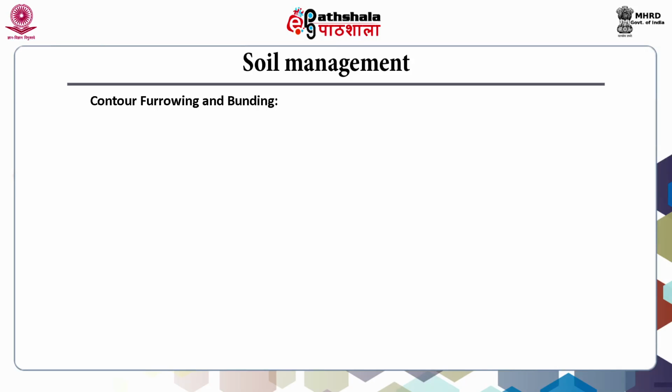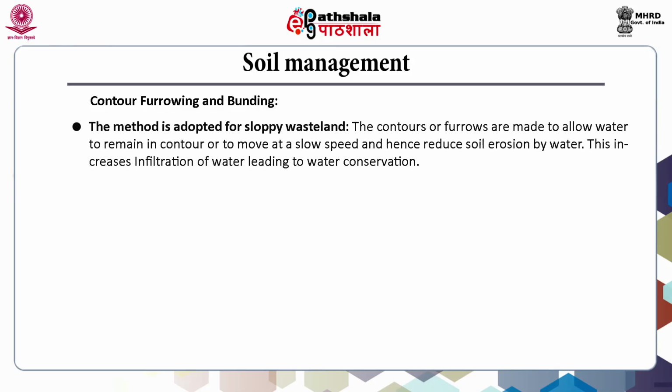Then another method is contour furrowing and bunding. This method is adopted for slopy wasteland. The contours or furrows are made to allow water to remain in contour or to move at a slow speed and hence reduce soil erosion by water. This increases infiltration of water leading to water conservation.